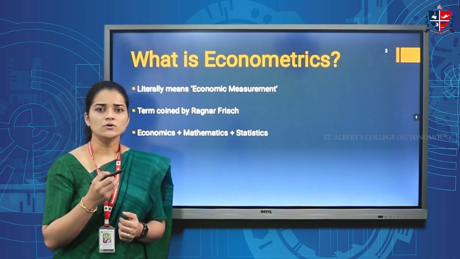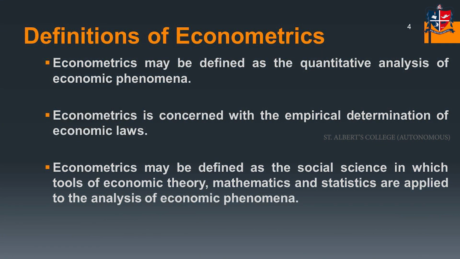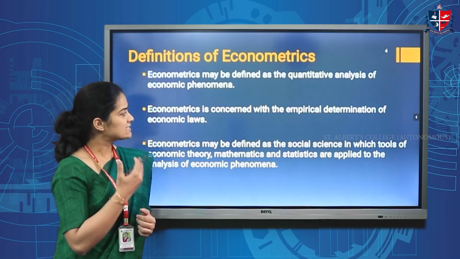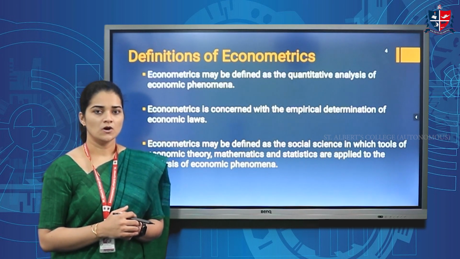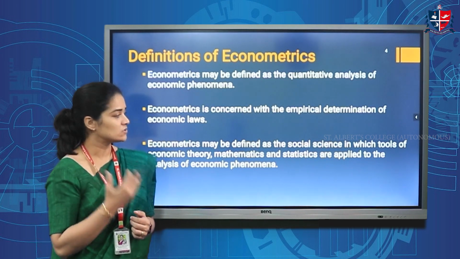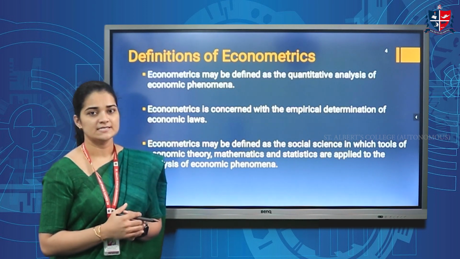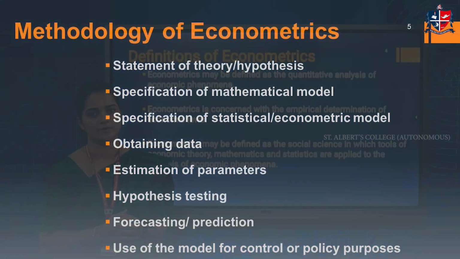Now let us quickly go through some of the formal definitions of econometrics. It may be defined as the quantitative analysis of economic phenomena, or it is concerned with the empirical determination of economic laws, or econometrics is the social science in which tools of economic theory, mathematics, and statistics are applied to the analysis of economic phenomena.